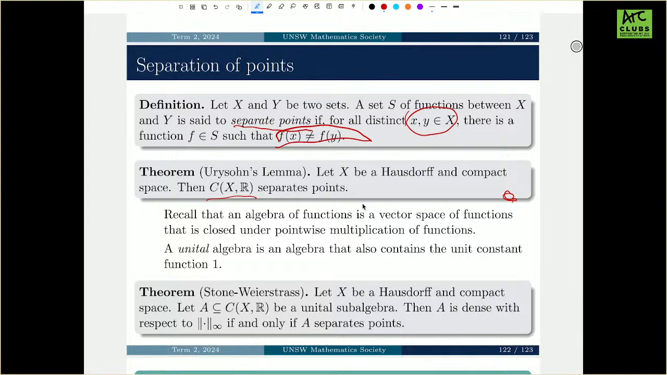Here are a couple of things that were hastily introduced, I think, at the end. An algebra of functions is a vector space of functions, which basically means you have addition and being able to scale it. This definitely should make sense for functions that map to the reals. It is also closed under pointwise multiplication of functions. That means multiplying functions like (fg)(x) equals f(x)g(x). And a unital algebra is an algebra that also contains the unit constant function 1.